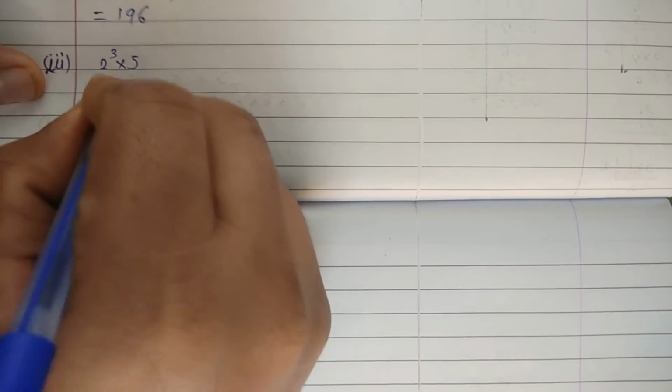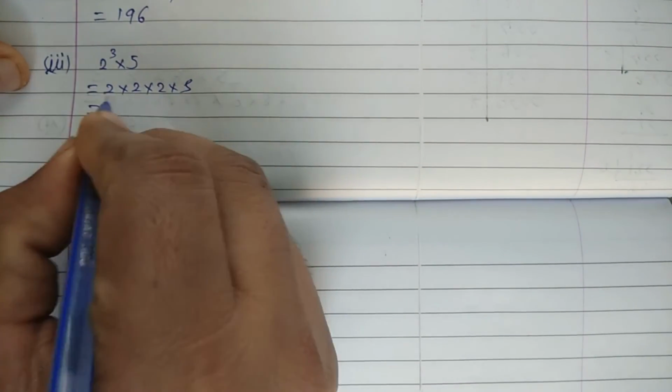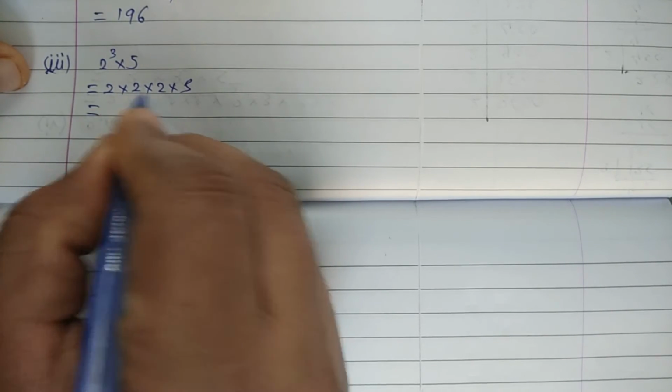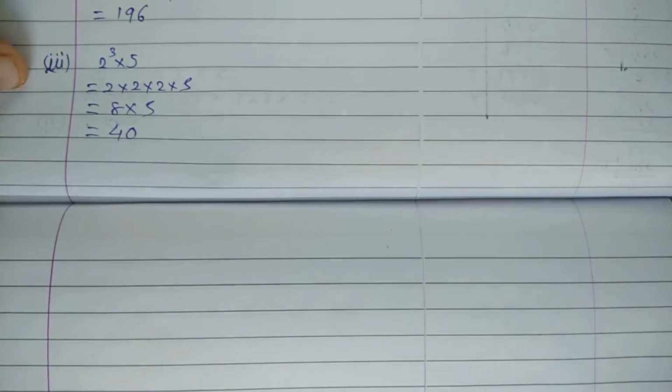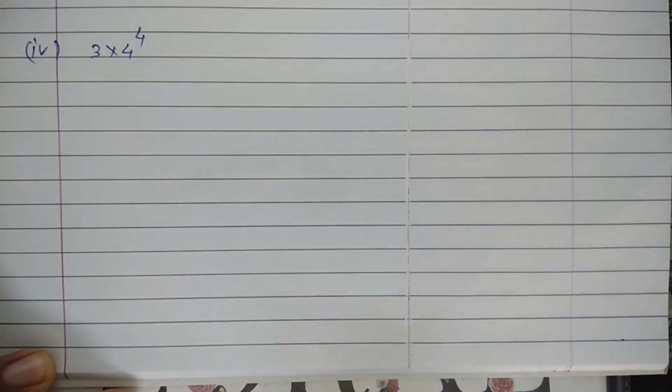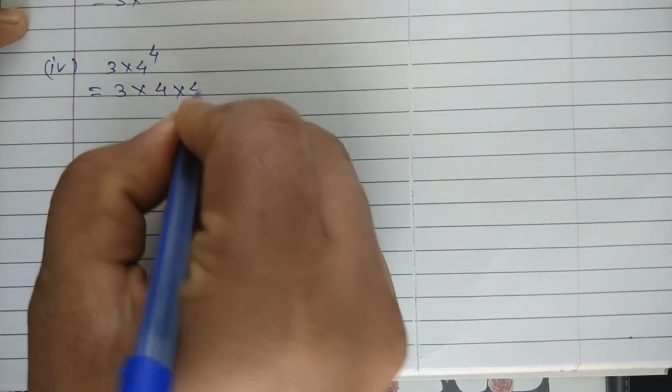Next, 2 cubed multiplied by 5, that is equal to 2 multiplied 3 times multiplied by 5. 2 multiplied 3 times means 2 twos are 4, 4 twos are 8. 8 multiplied by 5, 8 fives are 40. Sum number 4, 3 multiplied by 4 raised to the power of 4. So that is equal to 3 multiplied by 4 multiplied 4 times.